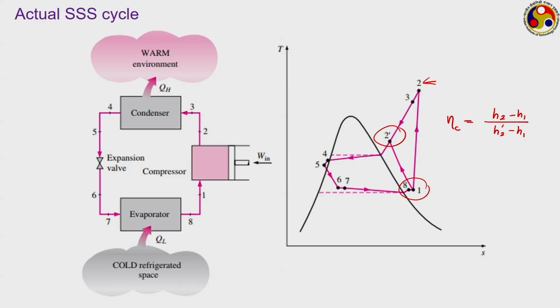We can also have significant amount of pressure losses, like when the refrigerant is moving from the compressor exit and it is reaching the condenser, between this point 2 and 3, we may have some amount of pressure loss. Similarly, from condenser to the throttling valve or from throttling valve exit to the evaporator, we can have significant amount of pressure losses. So, all these pressure losses need to be taken into account while analyzing a real cycle.